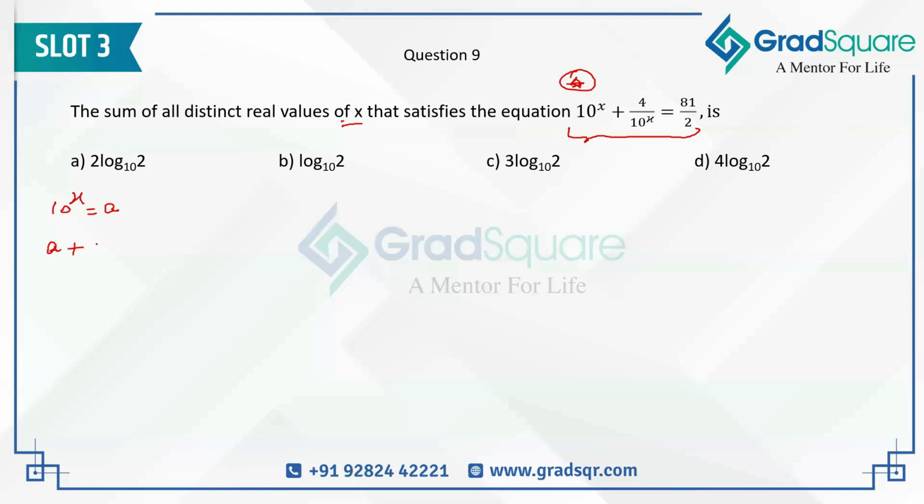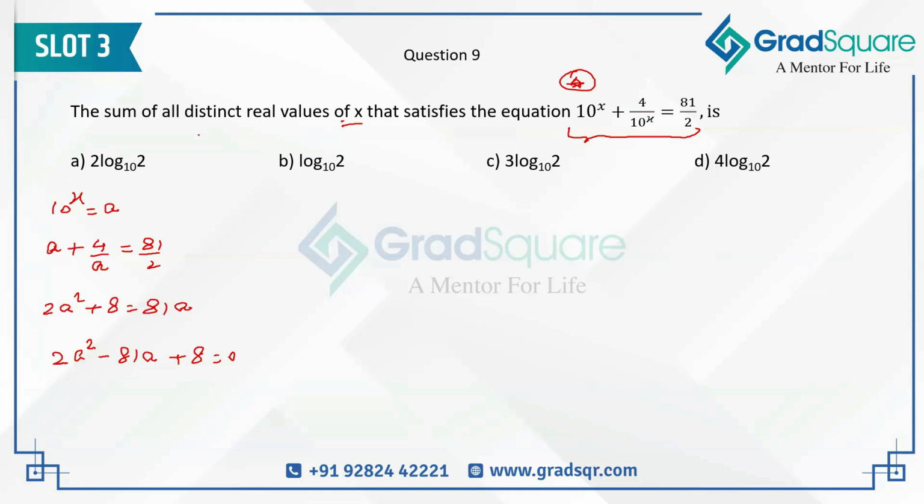It becomes a plus 4 by a equals 81 by 2. Let's just try and solve this further. It will become 2a square plus 8 equals 81a. So 2a square minus 81a plus 8 equals 0. Now, solving this to find the values of a is going to be an extremely challenging task, because it is not giving you factors by splitting the middle term, and it will give you some values which are of course irrational and difficult to handle.